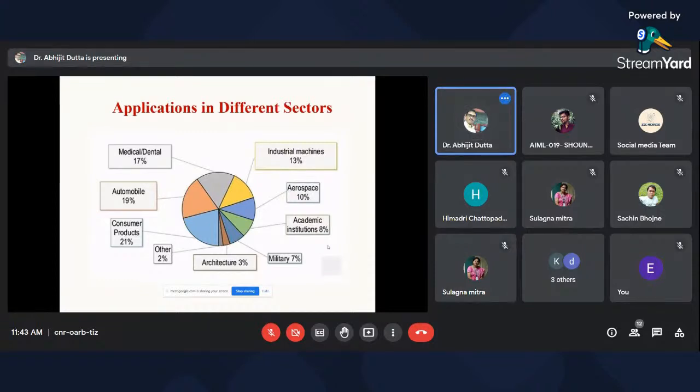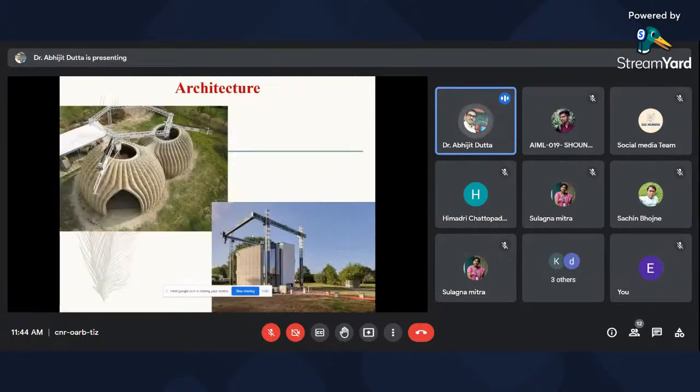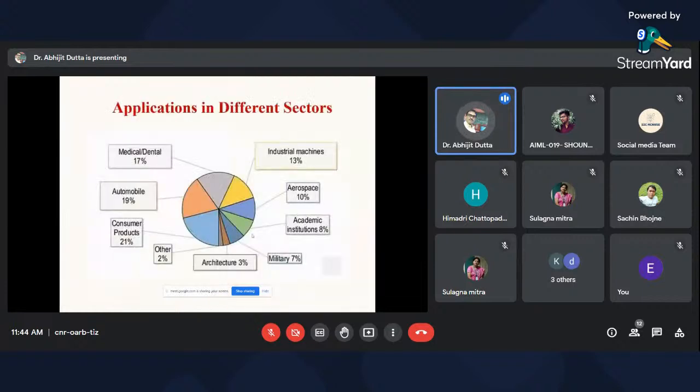You can see that the industry, as per the 3D printing technology, is divided into different sectors, and what percentage they are using compared with the conventional manufacturing systems. That is, a pie chart is given here. The next one is the upcoming: what is the future of this 3D printing technology?